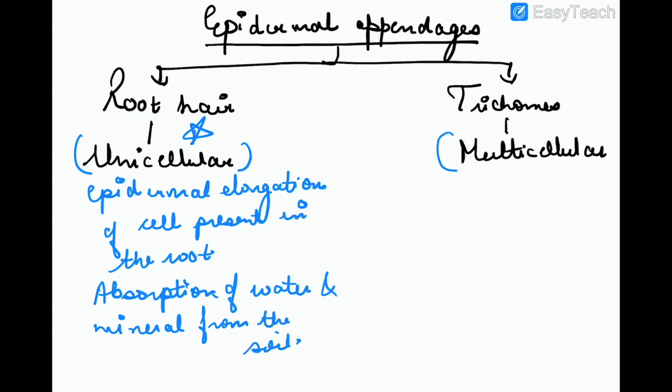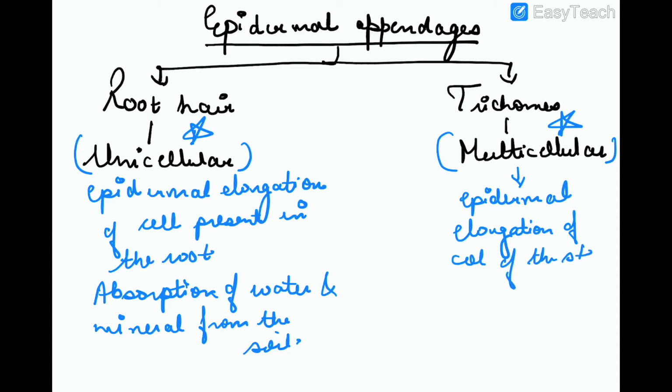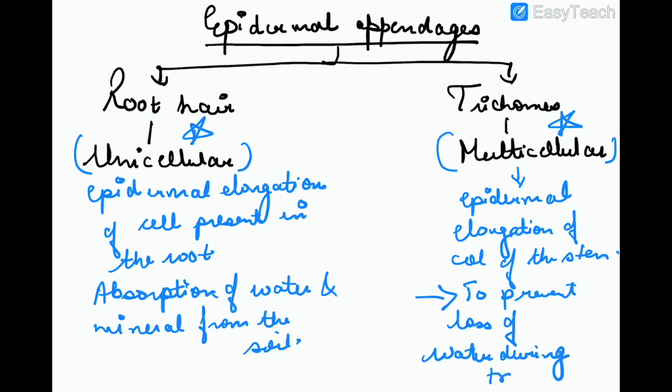Whereas trichomes, as we have already told, are multicellular and are epidermal elongations of cells of the stem. So root hairs are epidermal elongations of cells of the root, whereas trichomes are epidermal elongations of the stem. The function of trichome is to prevent loss of water during transpiration.